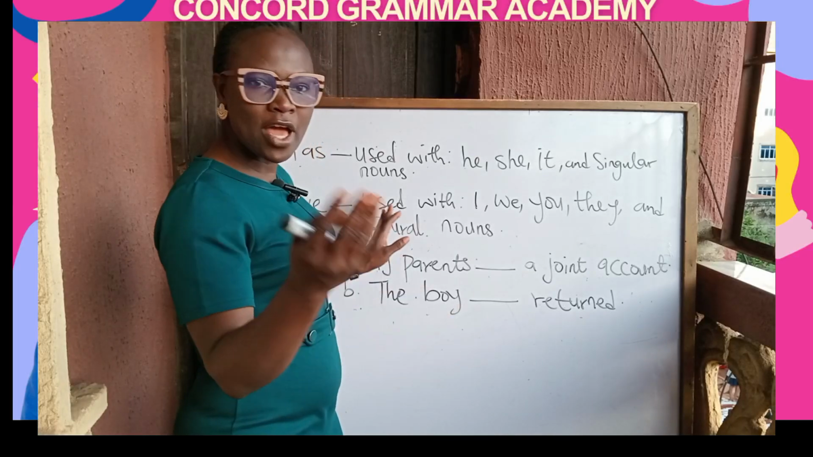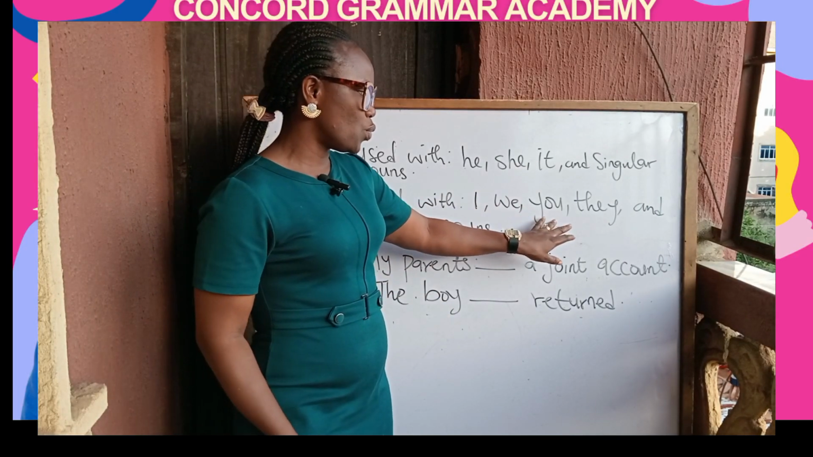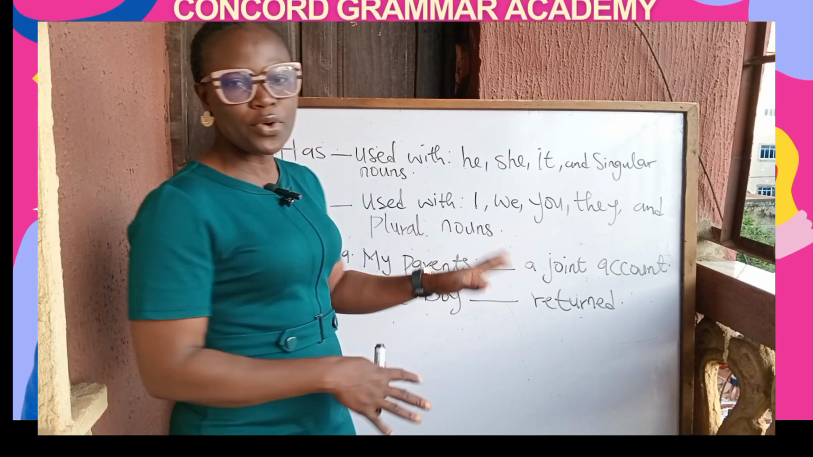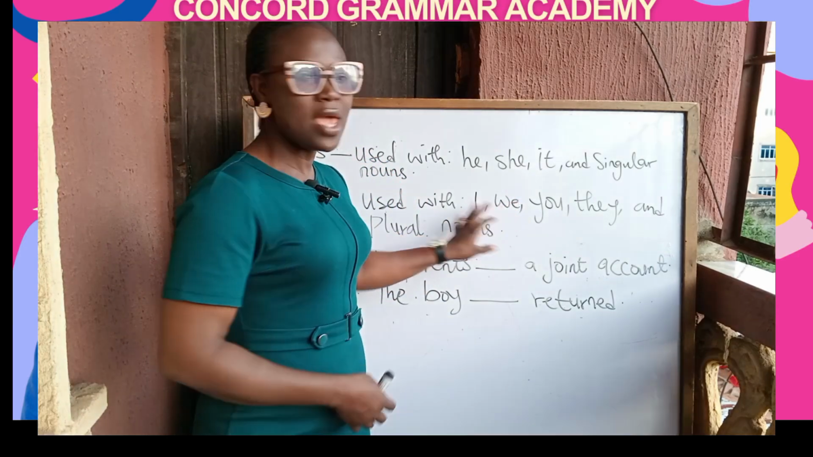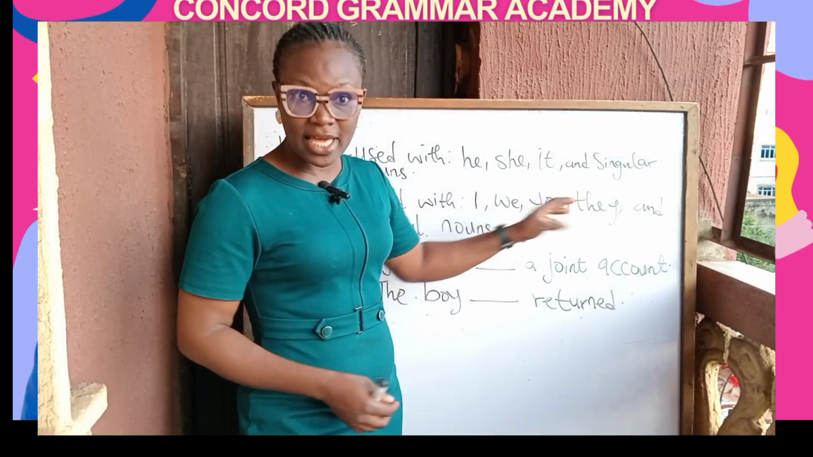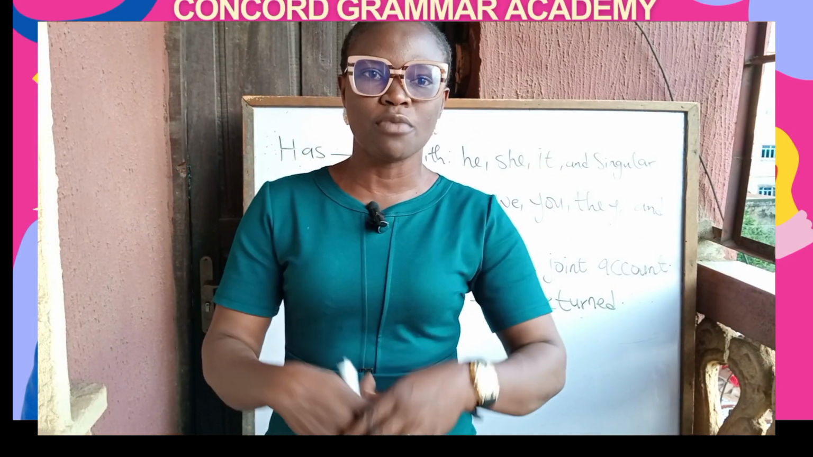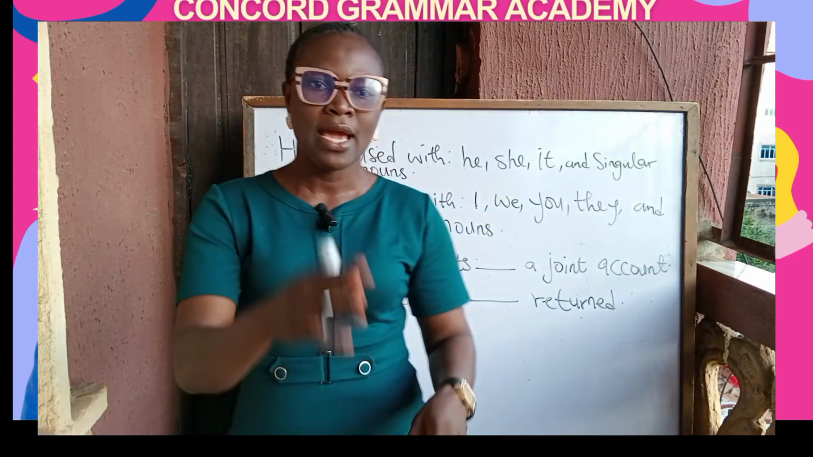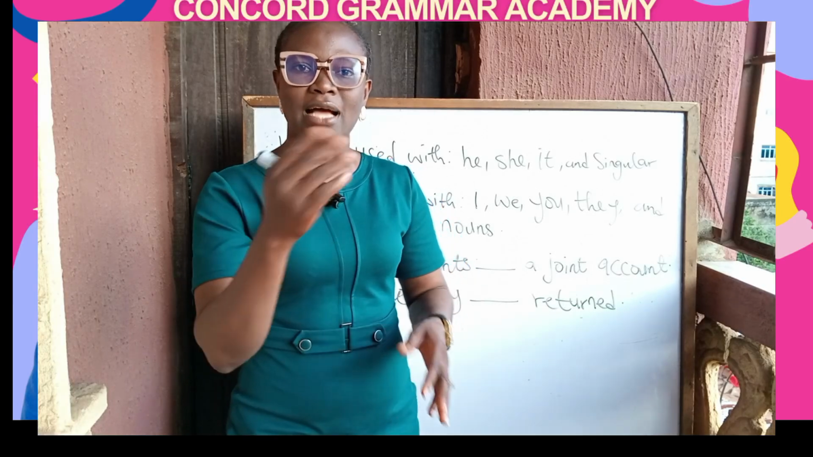While have is used with I, we, you, they, and plural nouns. So it is safe to say I have, we have, you have, they have. And plural nouns could be students, it could be birds, it could be objects, it could be anything that is more than one. Okay, now let's see the sentences on the board and determine what would be the answer.